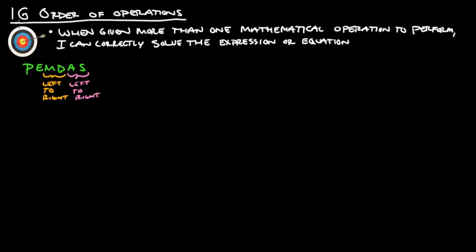I'm going to take you through the 1G notes on order of operations. At the end of this, you should be able to say, when given more than one mathematical operation to perform, I can correctly solve the expression or equation.